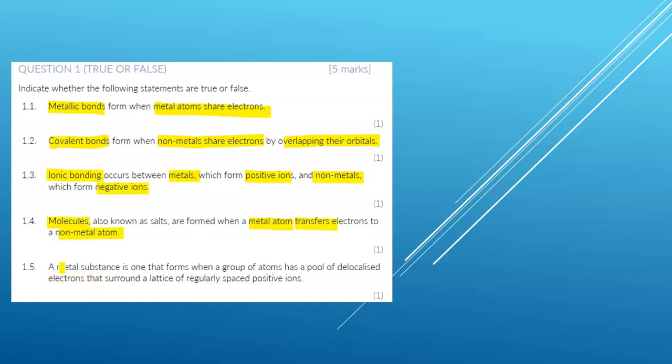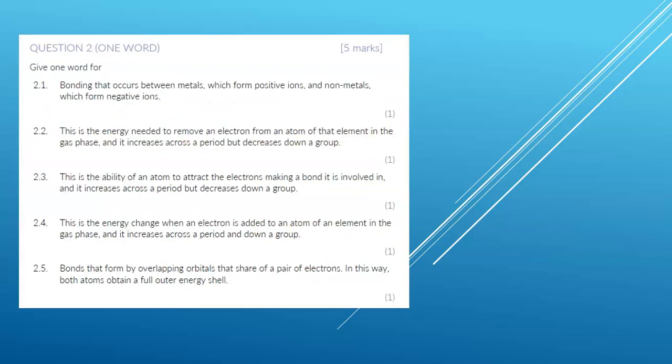And then a metal substance is one that forms when a group of atoms has a pool of delocalized electrons that surround a lattice of regularly spaced positive ions. So again, this is the definition of a metallic bond, which is not really important for this paper. Question 2, give one word for bonding that occurs between metals, which form positive ions, and non-metals that form negative ions. So I'm just going to write here metals plus non-metals, and they're just asking for one word.